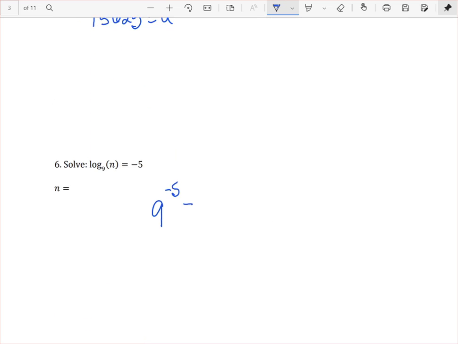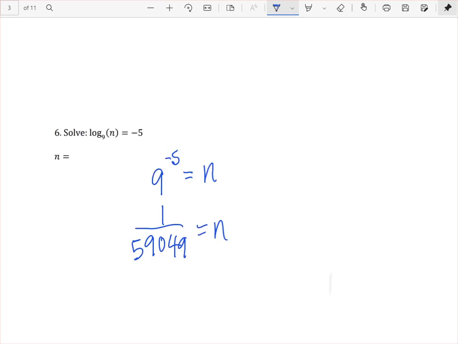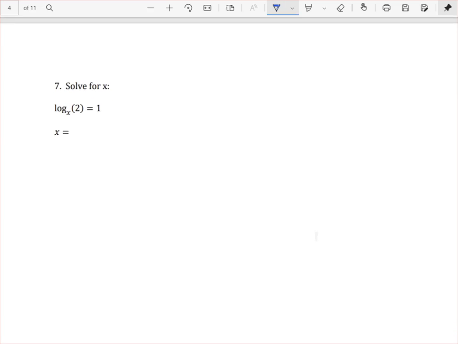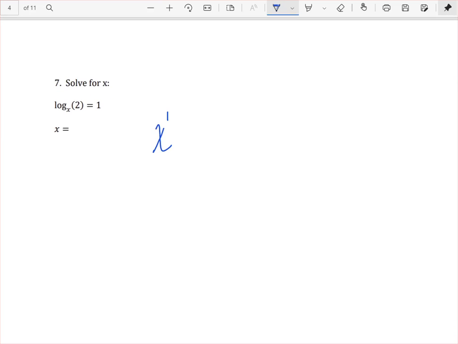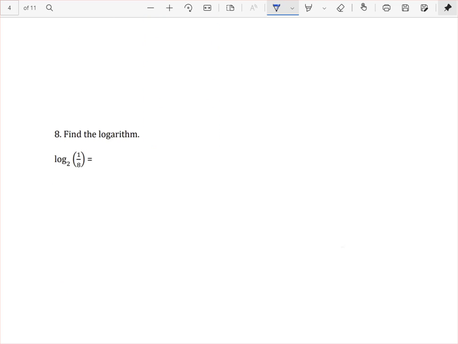9 to the -5 equals n. So this, if you put it in your calculator, it would be 159,049. This is different because the base is x. So it would be x to the 1 equals 2. So because it's 1 plus x equals 2, because there's no power, x to the 1 is just regular x.